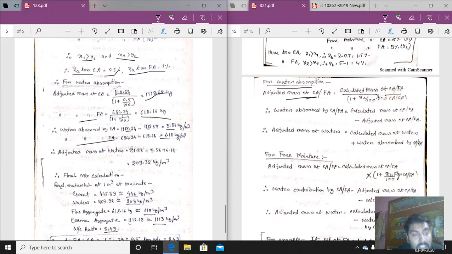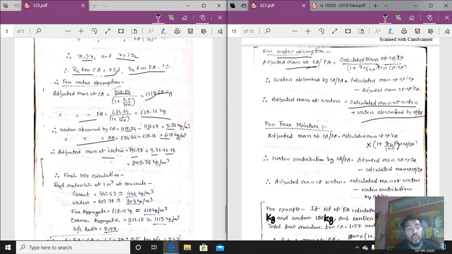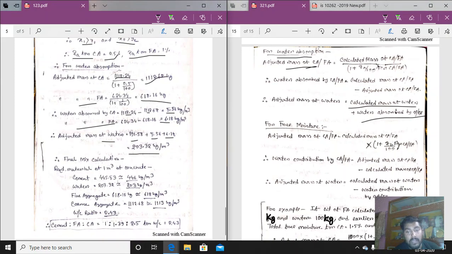The adjusted mass of the water is the calculated 191.58 plus 5.56 plus 6.18, as per the formula: calculated mass plus the water absorbed by the coarse aggregate and fine aggregate. So it is 203.32 kg per meter cube, and the final mix calculation is given next. We have done all the calculations, applied all the checks and adjustments, and followed all the steps.